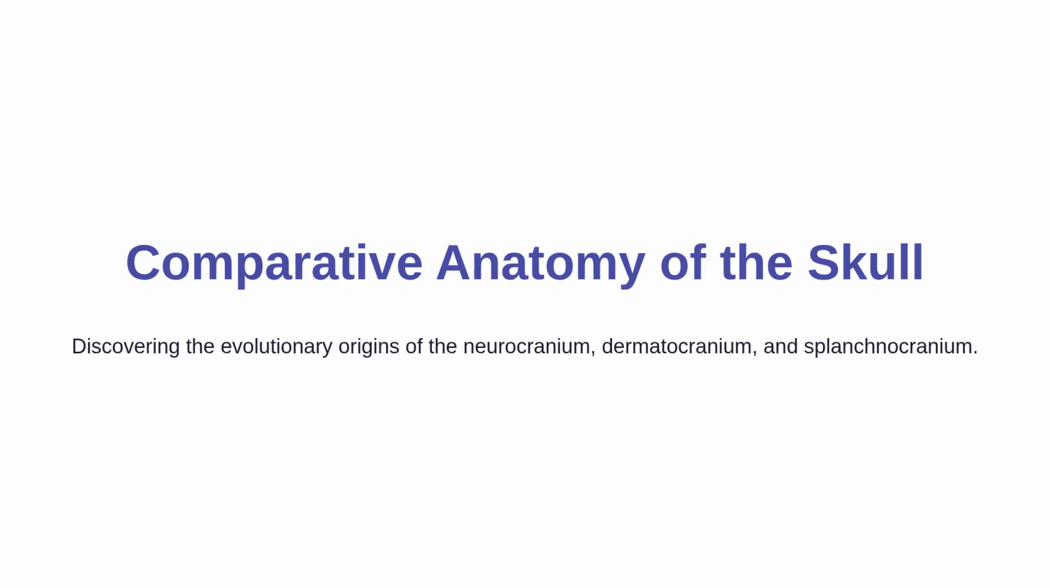Welcome to Comparative Anatomy of Vertebrates. Today, we're going to explore one of the most fascinating structures in biology, the vertebrate skull. We will discover how it is not just a single bone, but a complex fusion of three distinct evolutionary parts. By the end of this lecture, you will understand how ancient fish gills evolved into the jaws we use to speak and eat today. Let us dive in.